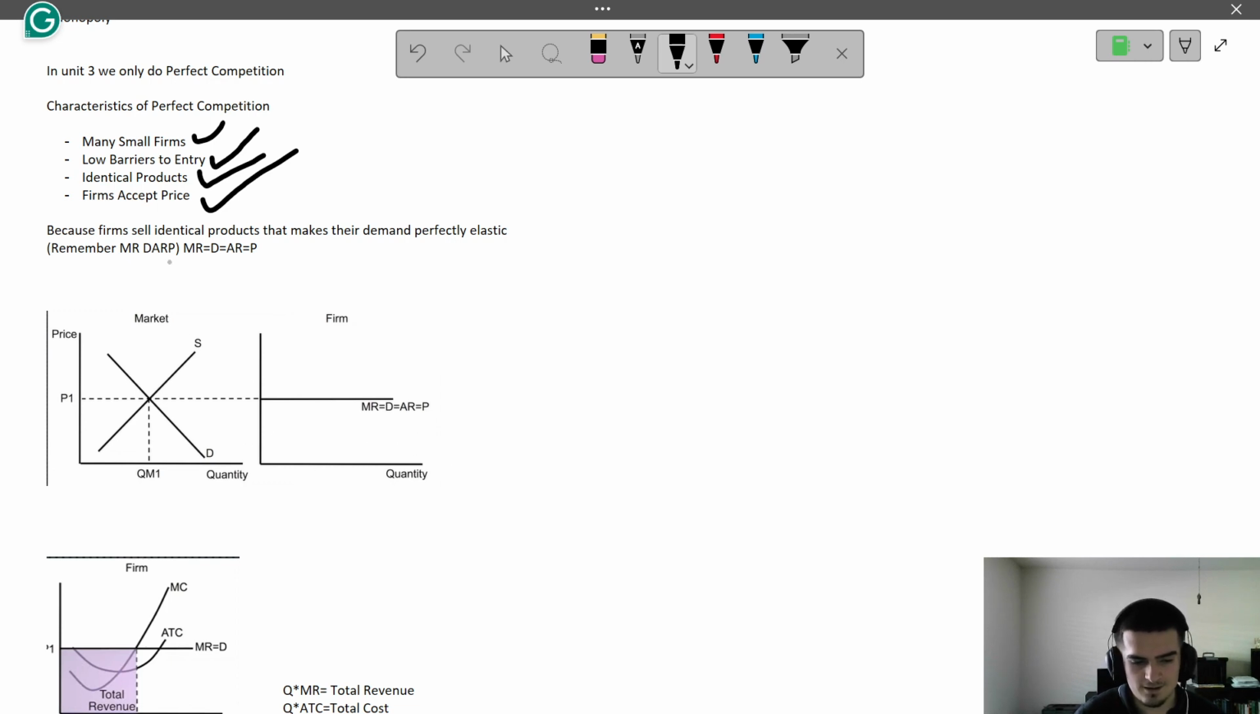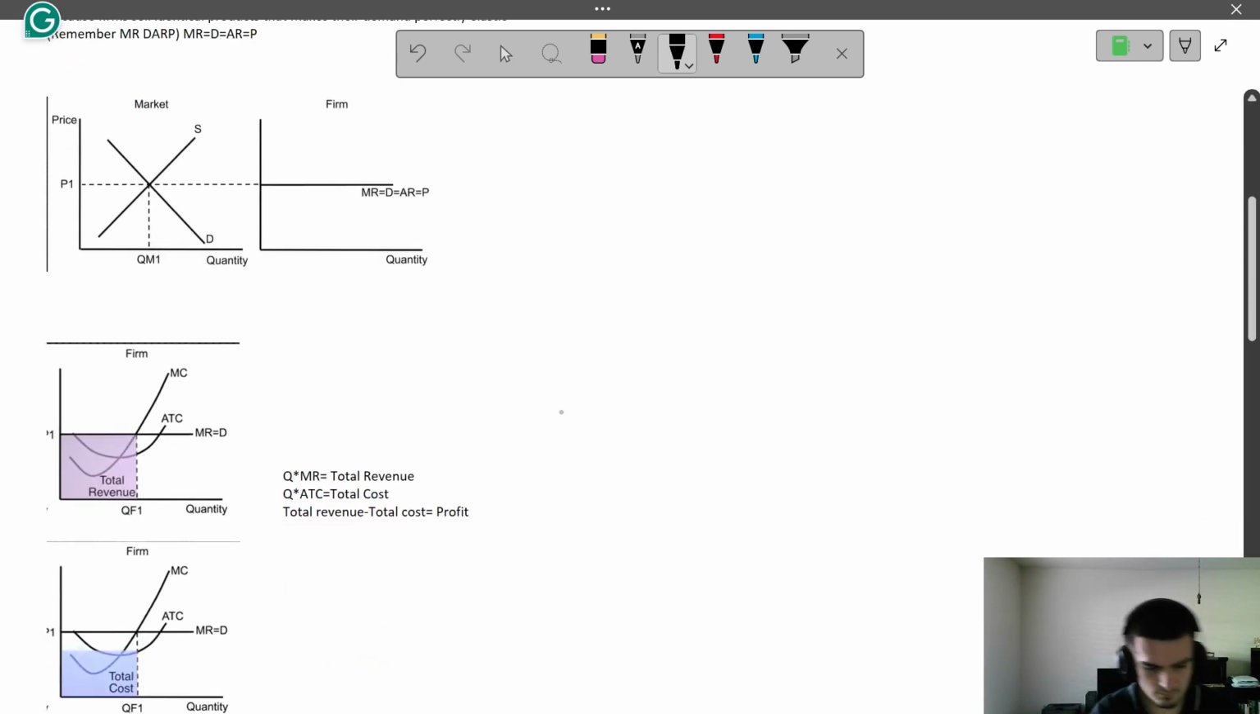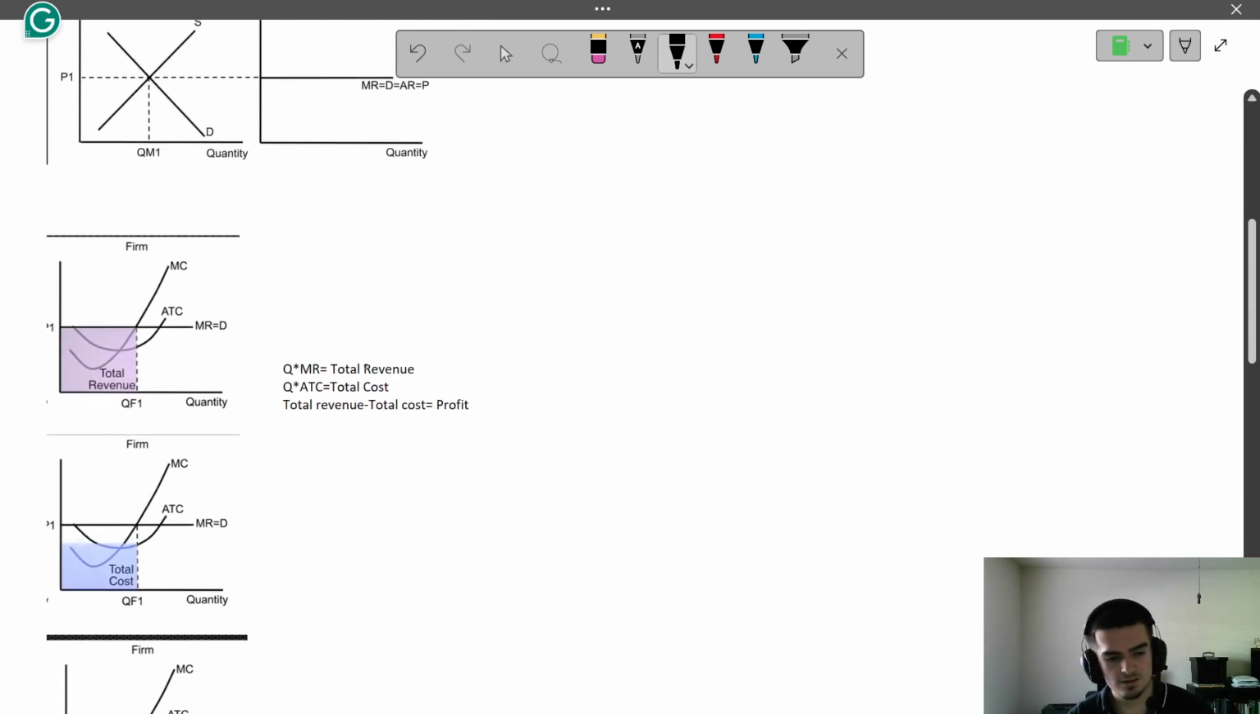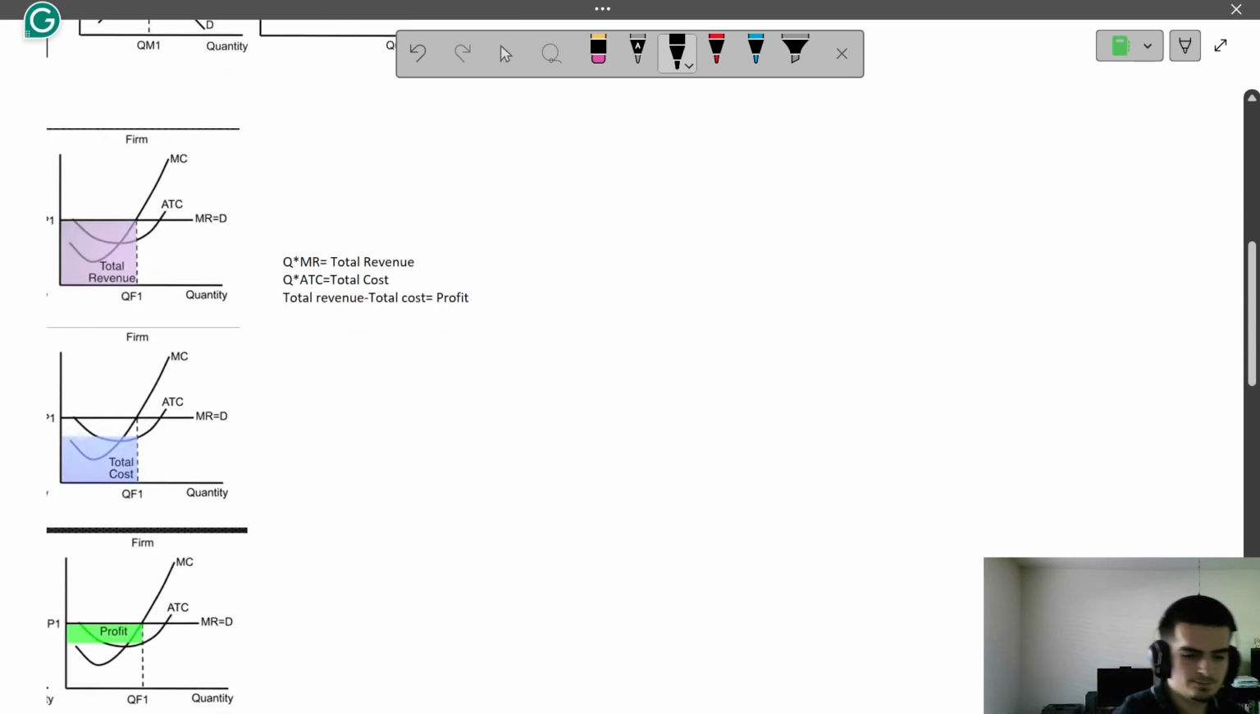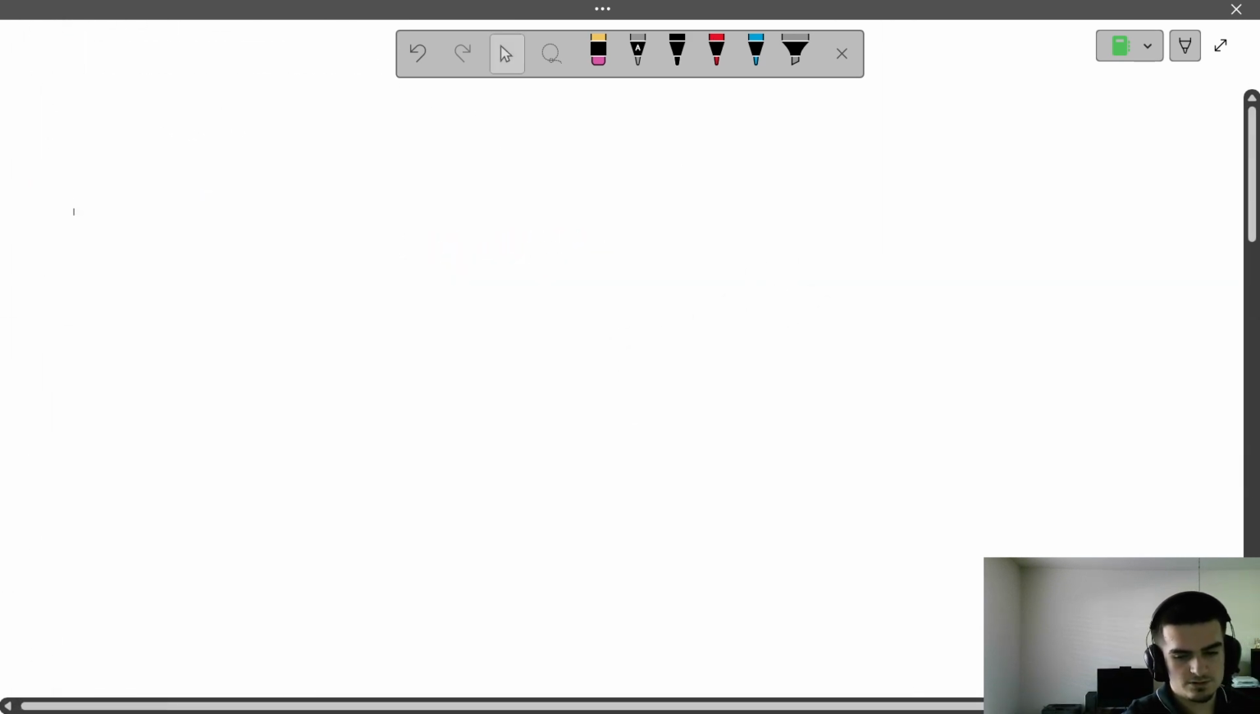So you need to remember this, Mr. DARP. It's marginal revenue equals demand equals average revenue equals price. So here we have an example.